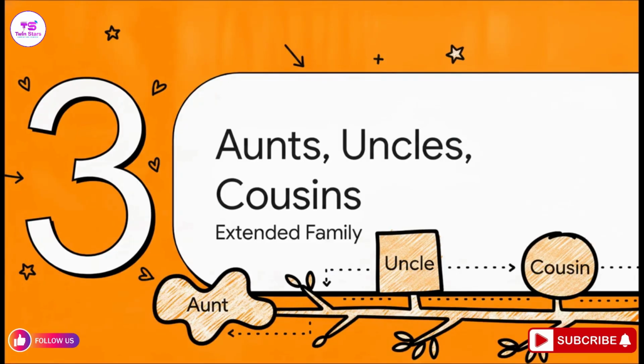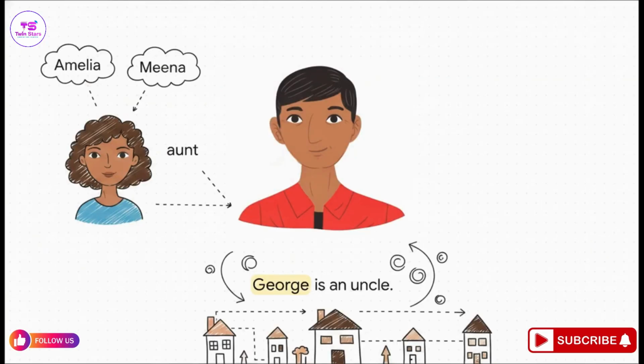Section 3. Aunts, uncles, and cousins. Let's talk about the extended family. Okay, so we're moving one step down from the grandparents now. Here we have George. George is an uncle, which simply means he is the brother of someone's parent. And if George is an uncle, the female equivalent is an aunt. In our Unit 1 model, Amelia and Mina serve as the aunts. So these are the brothers and sisters of your mother or father.